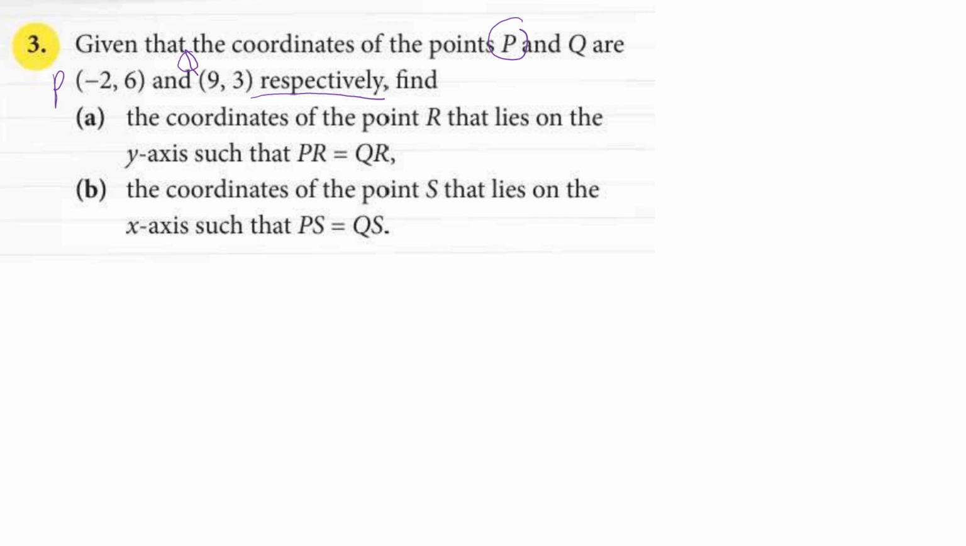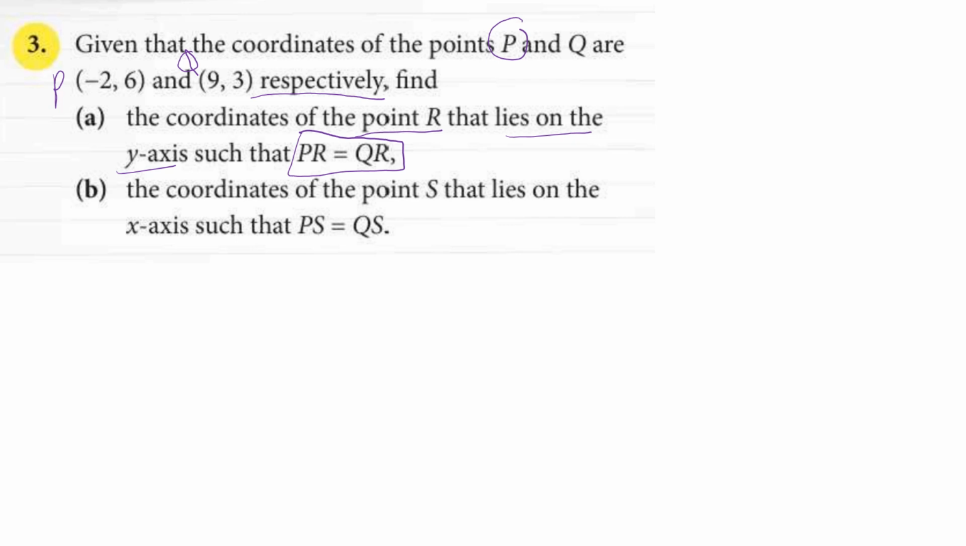Alright, so we are asked to find the coordinates of a point R. So there's another point called R, and this point R lies on the y-axis, such that the distance between blah blah blah is equal to blah blah blah. So the key question here is, what are the characteristics of points that lie on the x and the y-axis?